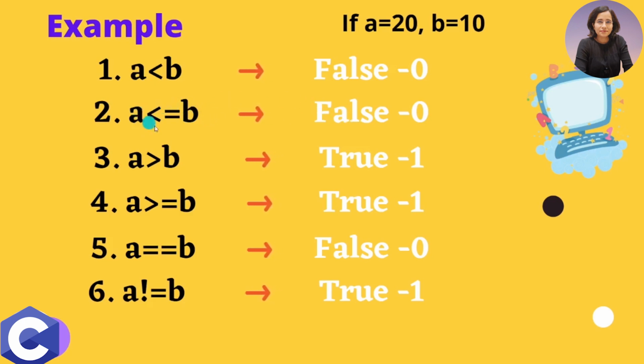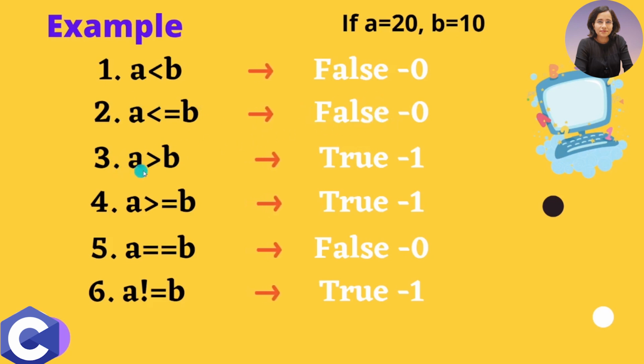So let's check the first condition. Is A less than B? So we can see here 20 is not less than 10. So that is false. Next we will check about equal to. So are they both equal? No, they are not equal. So both conditions are false. That's why we are getting the result false.